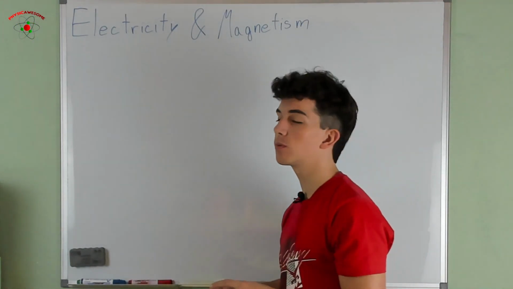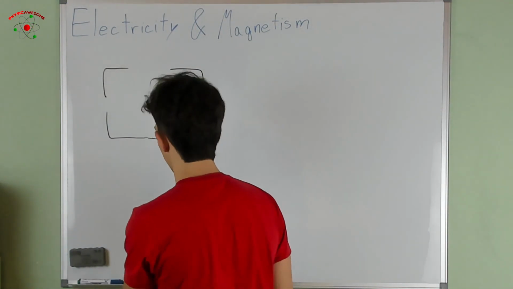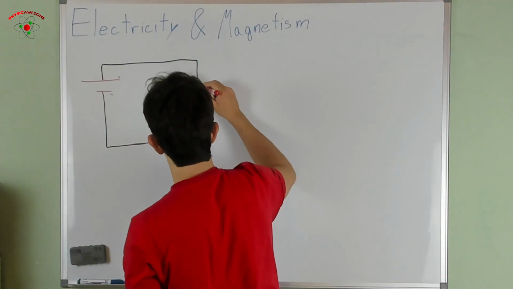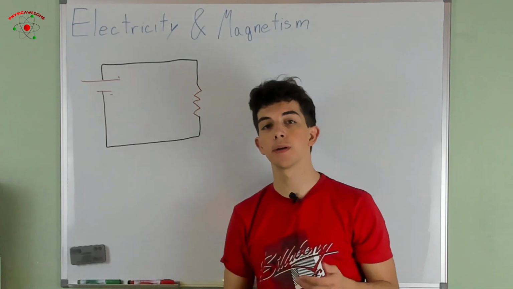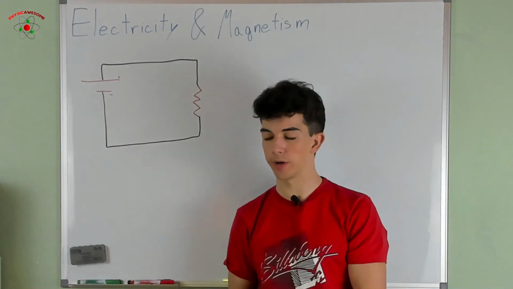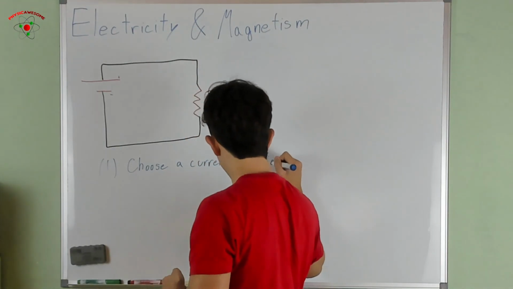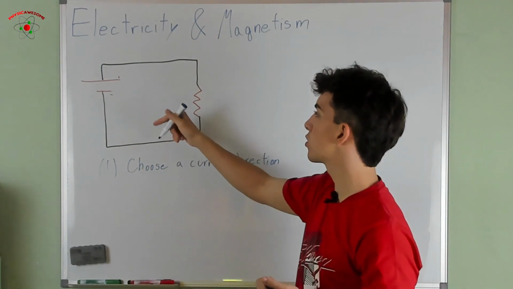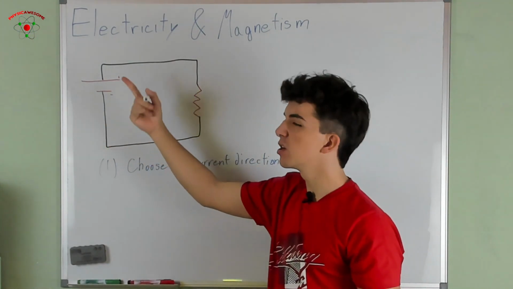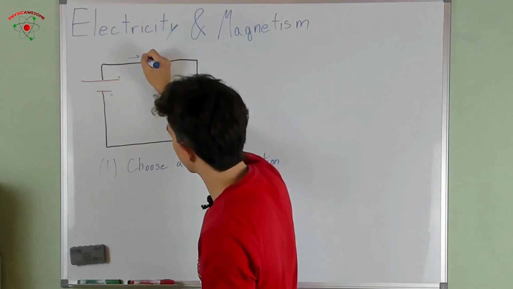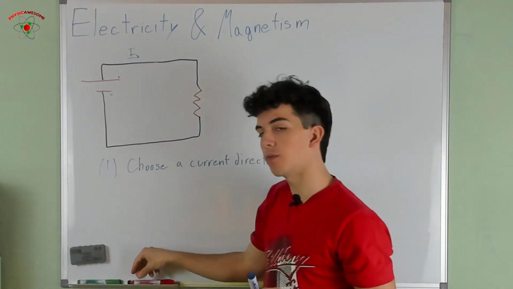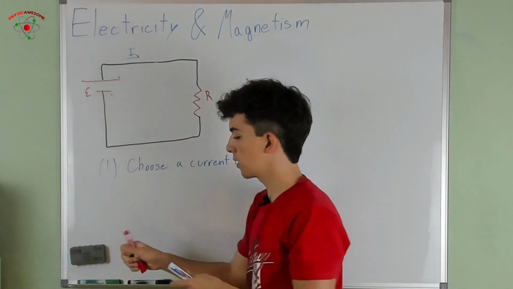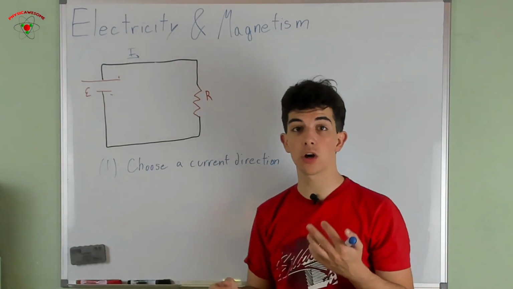Imagine that you have a simple circuit. The first step is to always choose a direction for current. At first glance, this might seem like an easy task. As you know, current always flows from positive to negative, so it's obviously going to go in this direction. I'm sorry for forgetting to put different variables. However, this task is not always as easy.